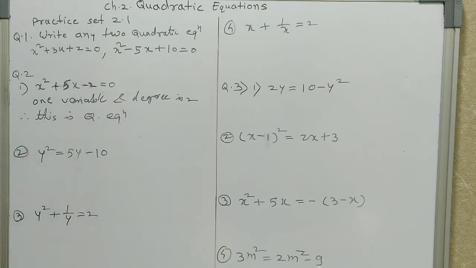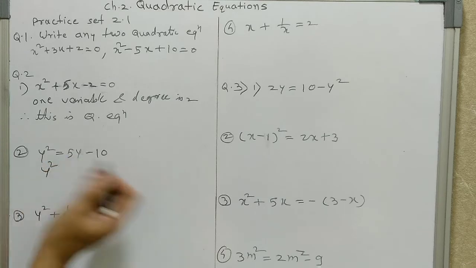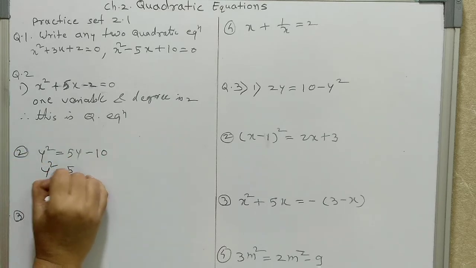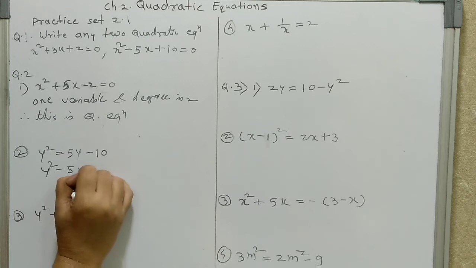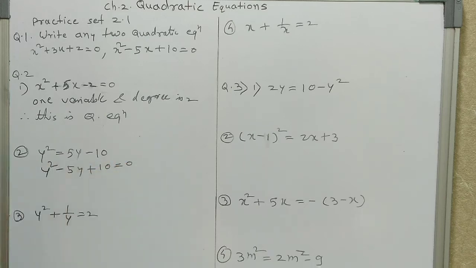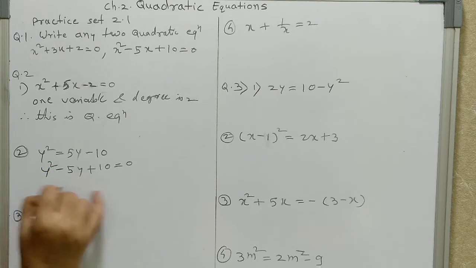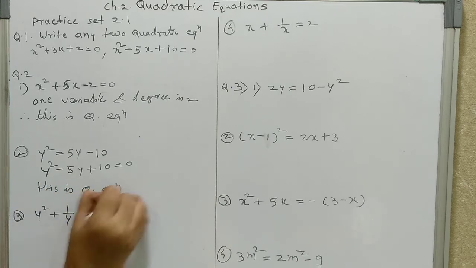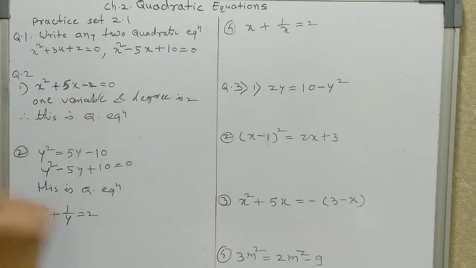Now see the second equation, y square equal to 5y minus 10. First we convert into standard form. So y square, 5y here that side plus, here minus 5y minus 10. So here plus 10 is equal to 0. So this is the standard form. Here also one variable and degree becomes 2. So this is also a quadratic equation. Every time you write this result and then write this is a quadratic equation.